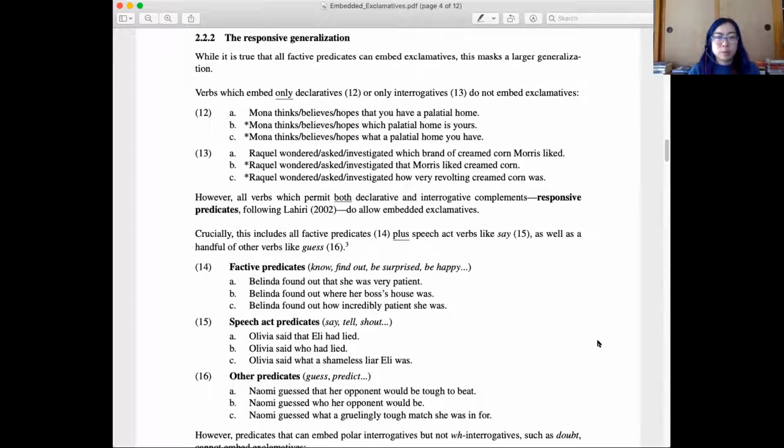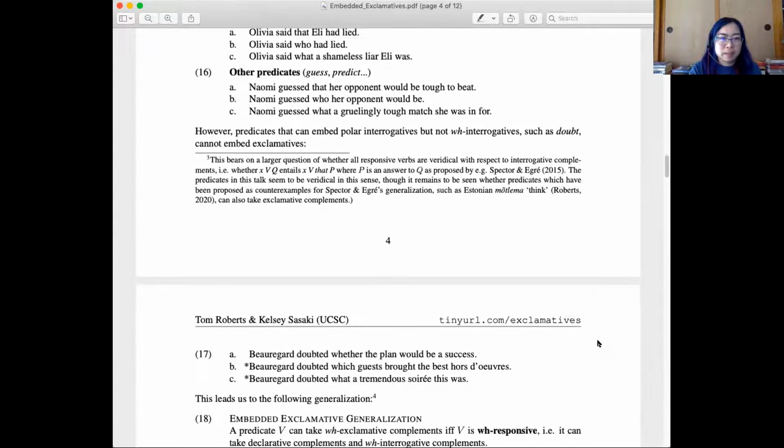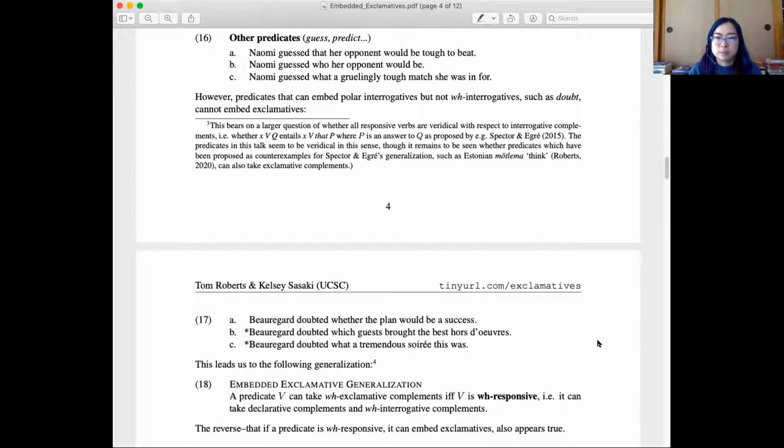However, all verbs that permit both declarative and interrogative complements, that is, the responsive predicates, do allow embedded exclamatives. Now this includes all emotive factive predicates like those in 14, as well as speech act verbs like say, as we can see in 15, and a handful of other verbs like guess, like we have in 16. And we will note that predicates that can embed polar interrogatives, but not WH interrogatives such as doubt, cannot embed exclamatives, despite being responsive, as we can see here in 17.